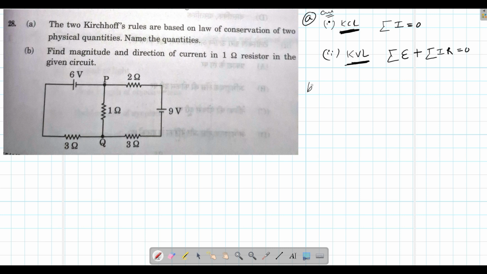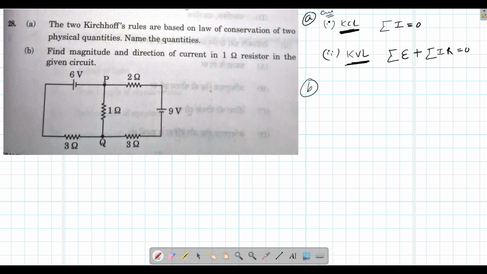Second question: find the magnitude and direction of current in the 1 ohm resistor. So you have to use Kirchhoff's rules to find the magnitude and direction of the current.